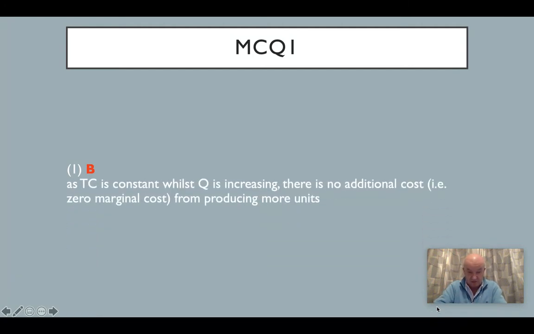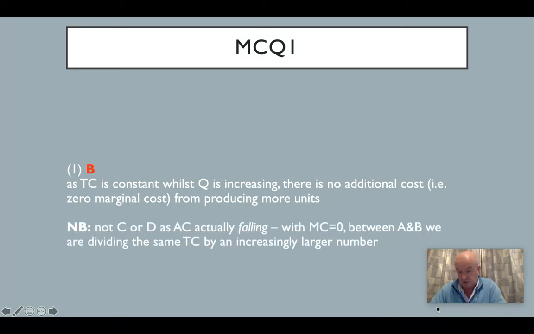Why is that? Well, because total costs are constant during that period of time when quantity is increasing. There is basically no additional cost, so there's 0 marginal cost for producing more units. That's as it's shown on the graph. In terms of why it's not C or D, well, in this instance, average costs are actually falling, because essentially with marginal cost being 0, between A and B, we're dividing the same total cost by an increasingly large number of items that we're actually producing. So that's the reason for that. Okay, so that's multi-choice question 1 on the mobile phone company.